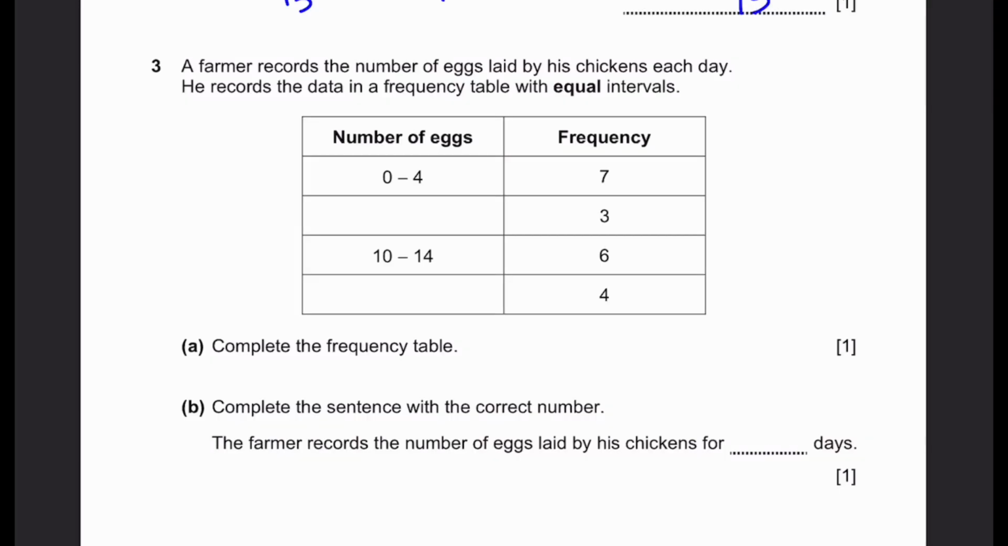Question 3. A farmer records the number of eggs laid by his chickens every day. He records the data in a frequency table with equal intervals. A. Complete the frequency table.